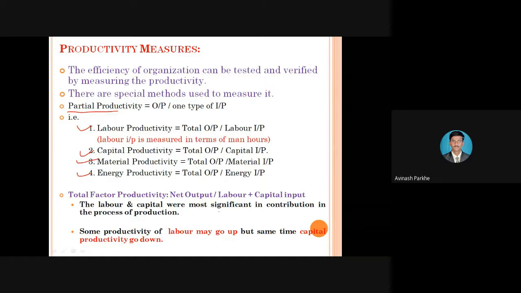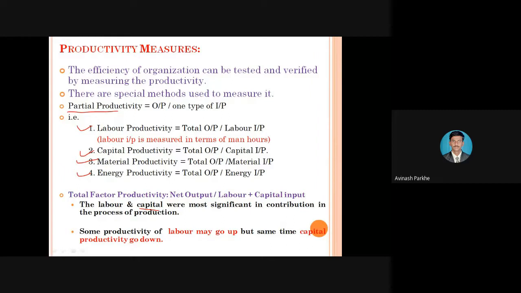Other parameters are also there: material, energy, knowledge. But out of these input parameters, your labor, whether skilled or unskilled, and your capital investment are the most significant contribution in the process of production.